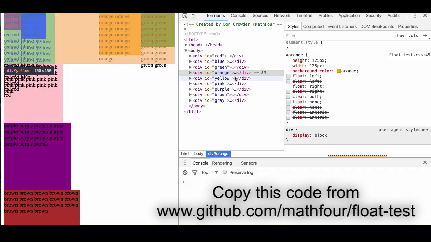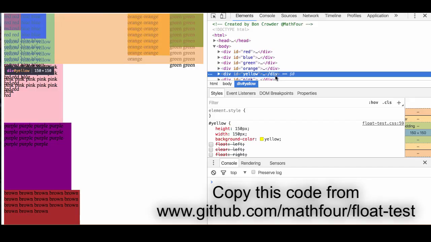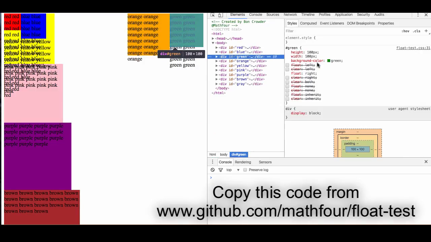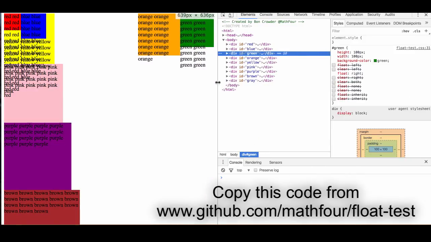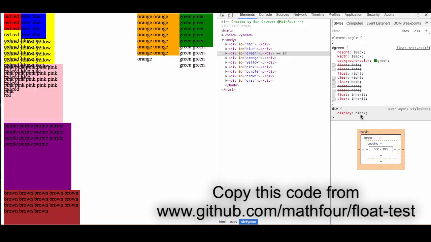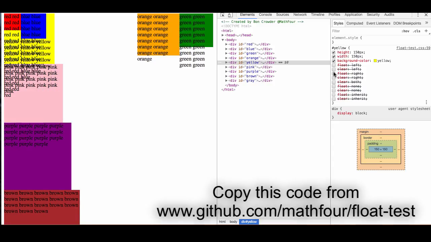Now I'm itching to find out what happens with the yellow guy. So I think if I float the yellow guy, we're going to have to squish in, aren't we? I'm going to float yellow left. I'm thinking he's going to go up next to the blue. Maybe not. Oh, we so did. Interesting. Now, but if instead we float him right, he goes there.